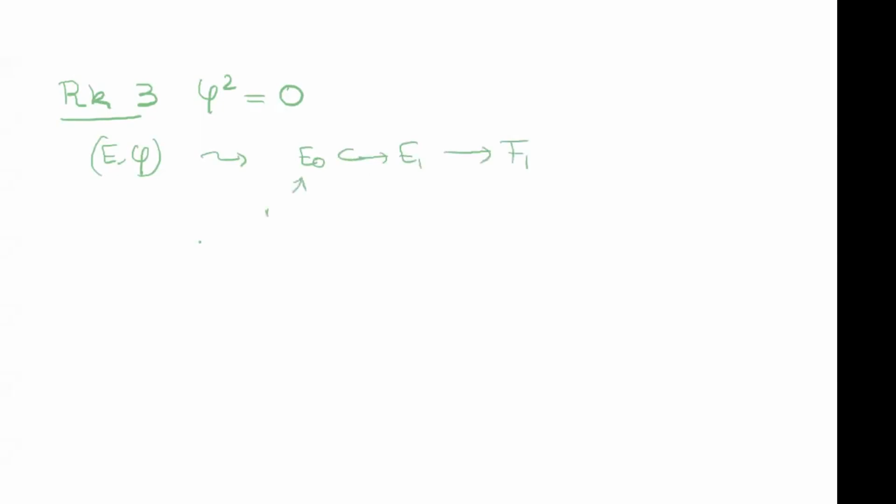Okay, so from this, it's rather straightforward to grasp what happens in rank 3 when the Higgs field squares to 0. So again, we will be looking at length 2 filtrations. Now the difference is that this has rank 2 and this is rank 1. A priori E0 could be unstable, but in fact, this won't generically be the case.